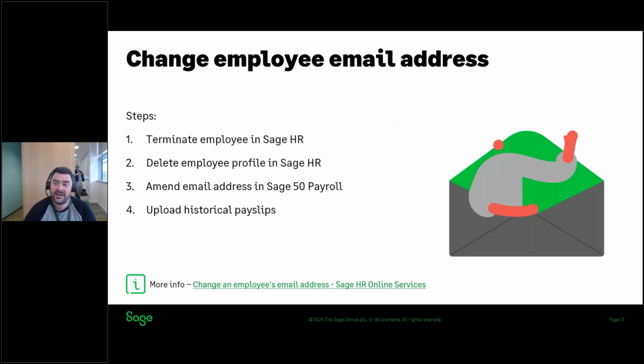I also want to quickly mention that if you need to change an employee email address for any reason, there is a specific process you need to follow. So it will involve removing the existing profile in Sage HR, then amending the email address in Payroll. And then if you upload historical payslips under that new email address, it'll send out a new invitation email. And a brand new profile will be created with those historical payslips attached.